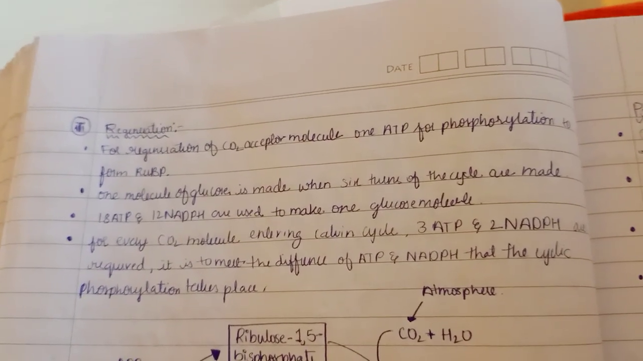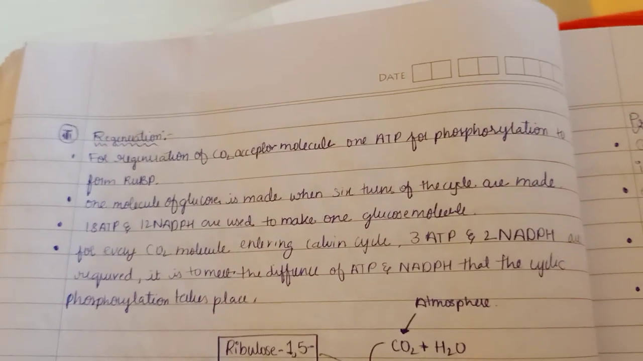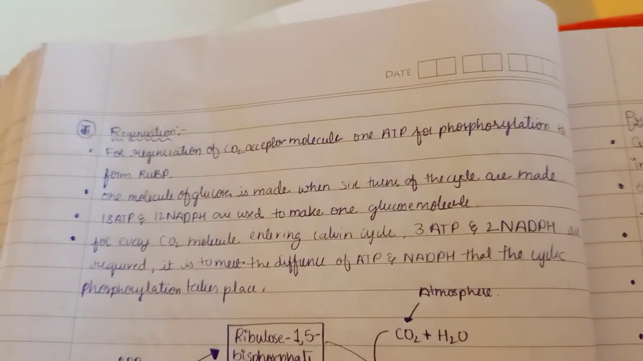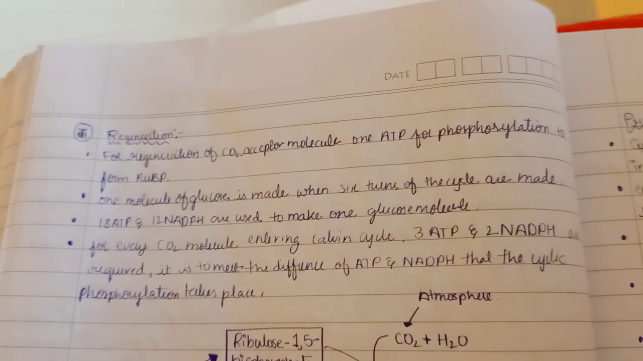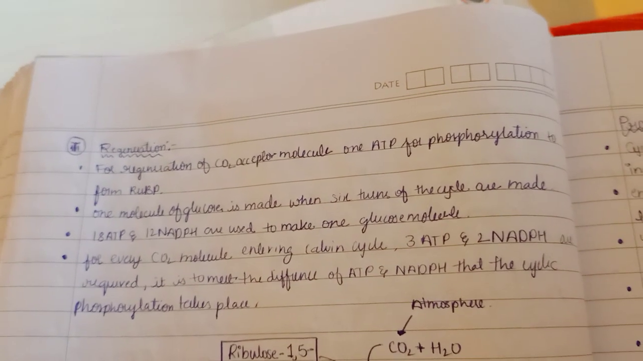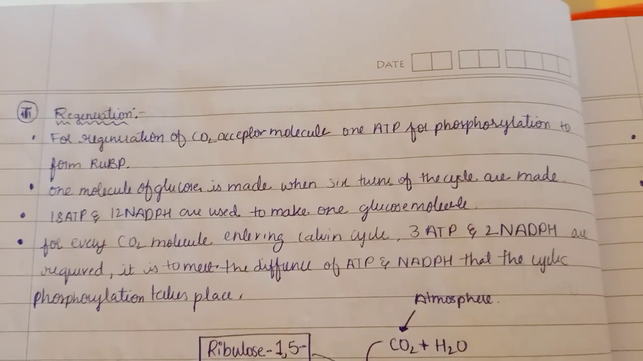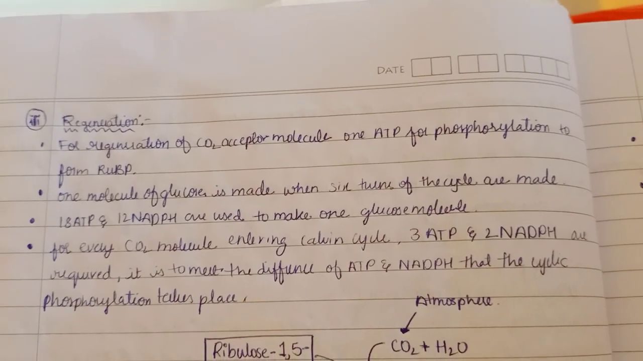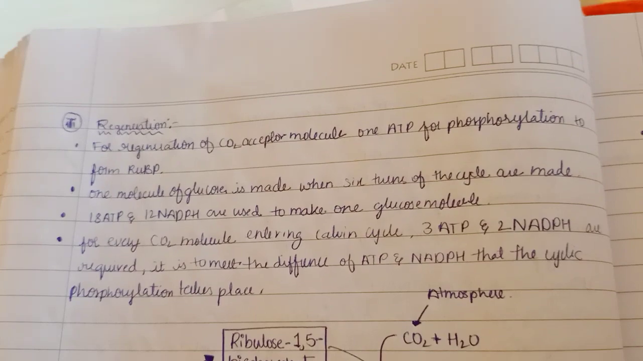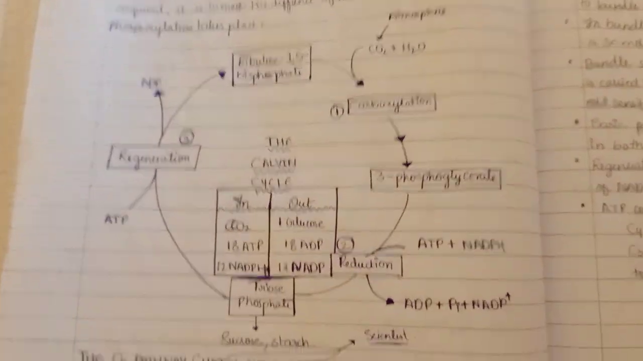18 ATP and 12 NADPH are used to make 1 glucose molecule. For every CO2 molecule entering the Calvin cycle, 3 ATP and 2 NADPH are required. It is to meet the difference of ATP and NADPH that cyclic phosphorylation takes place. Here you can see the cycle.